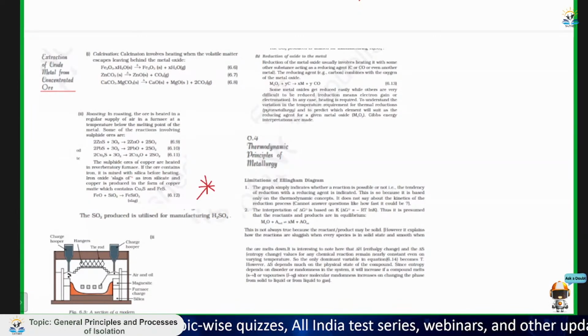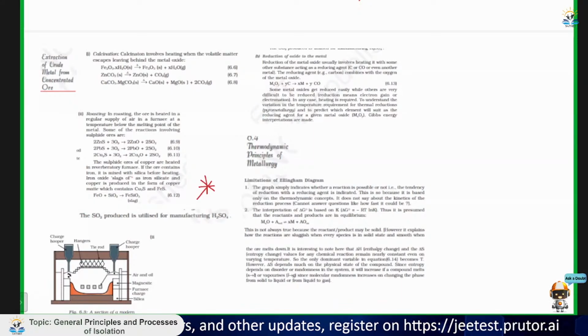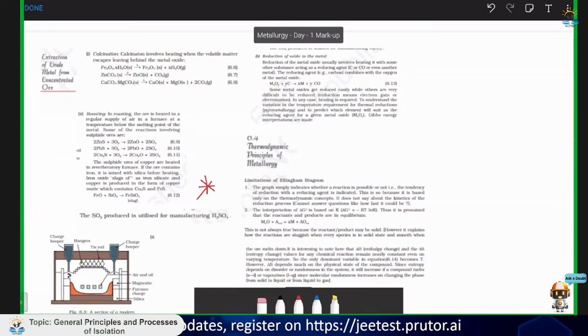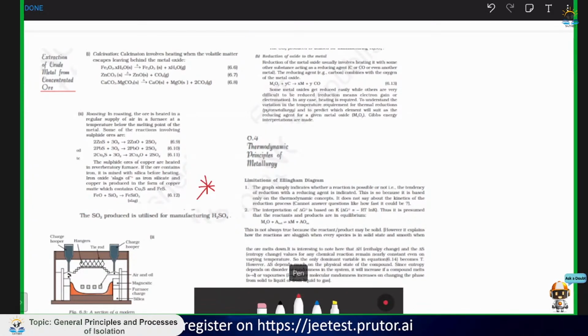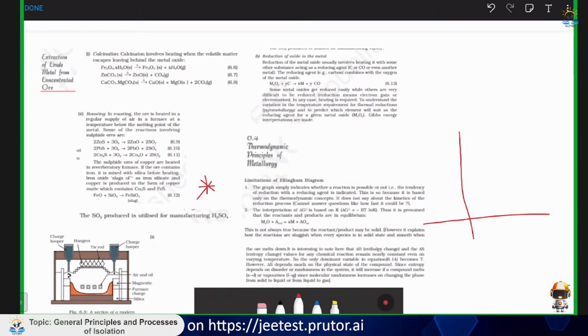However, delta S depends much on the physical state of the compound. Since entropy depends on the state, it will increase if a compound melts or vaporizes. Molecular randomness increases on changing the phase from solid to liquid or from liquid to gas. Basically, in some Ellingham diagrams you're going to have it like this. Instead of only a single line, you're going to have an upward shift.